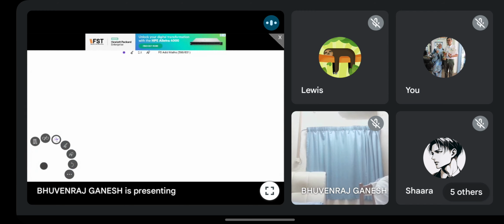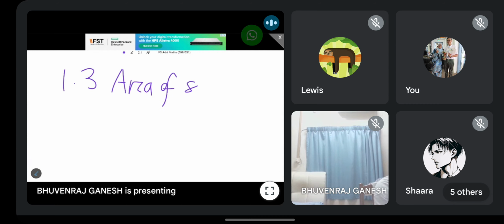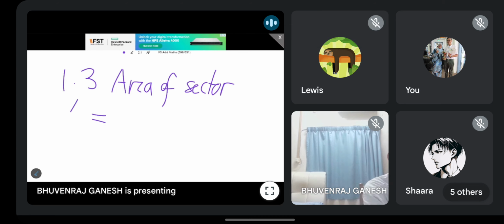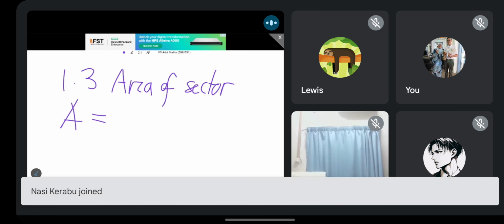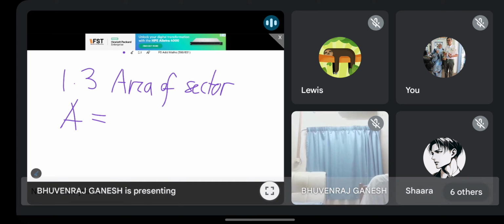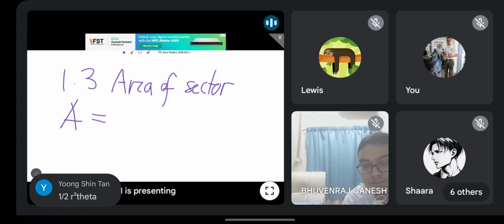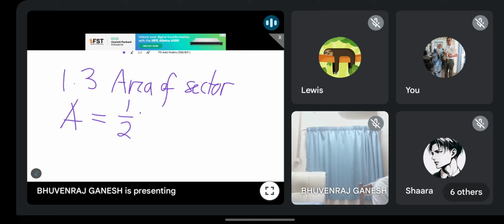Last week we learned subtopic 1.3, which is area of sector of a circle, luas sektor sebuah bulatan. Anyone here, can you tell me what is the formula to count the area of a sector of a circle? Apa rumus yang kita guna untuk kira luas sektor bulatan? Anyone? Volunteer to answer. Recap. Without referring, tanpa rujuk. Yes, correct. Half r square theta. Very good. First part you all pass.